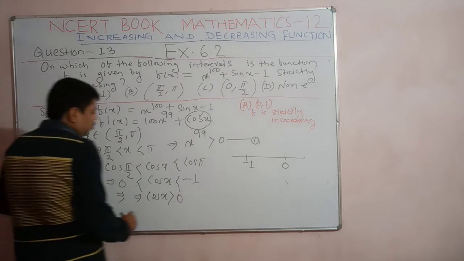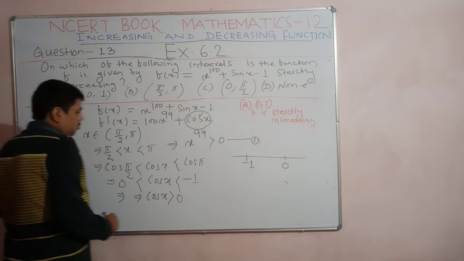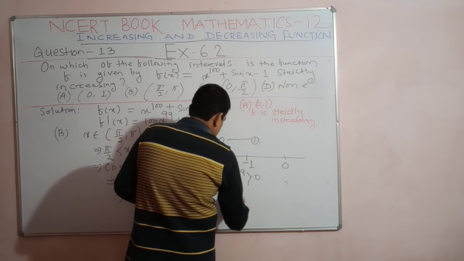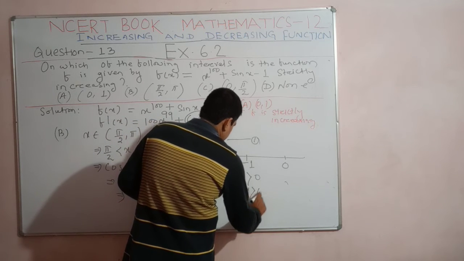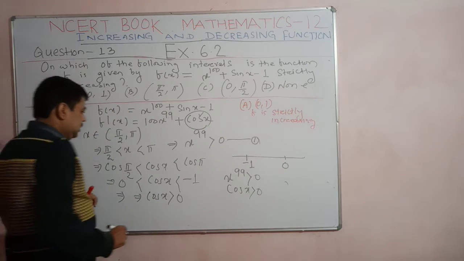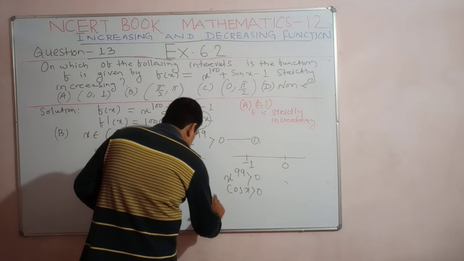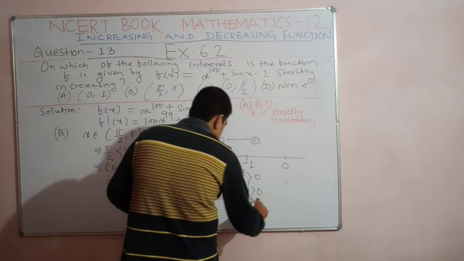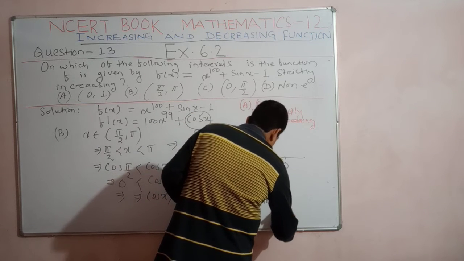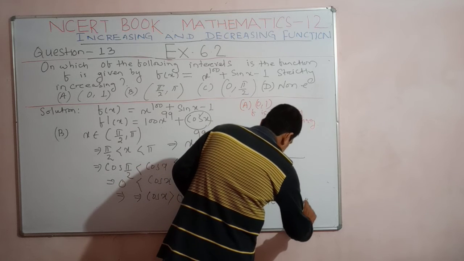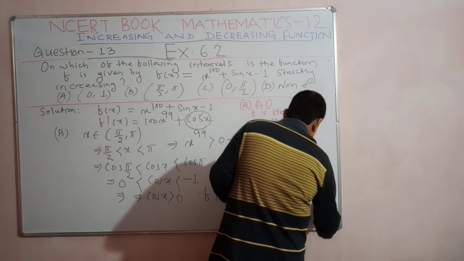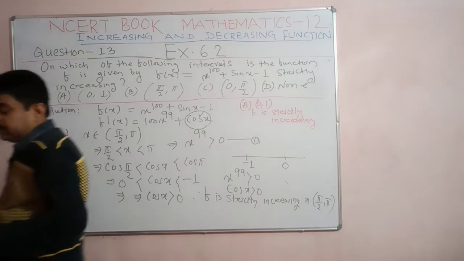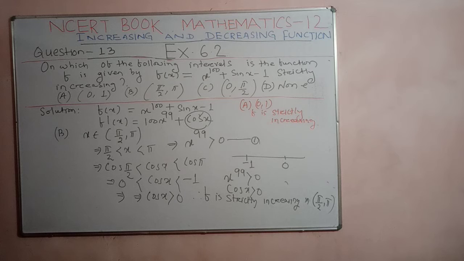Now you see x to the power 99 is greater than 0 and cos x is greater than 0. So the function f is, hence f is strictly increasing in the interval pi by 2 to pi. Okay? Understand? Is it clear?